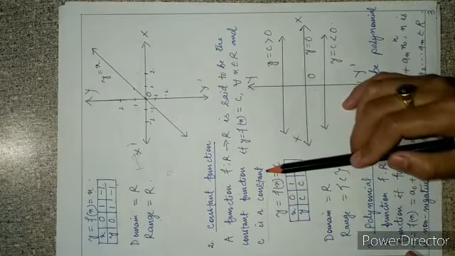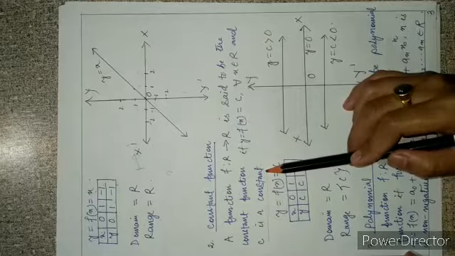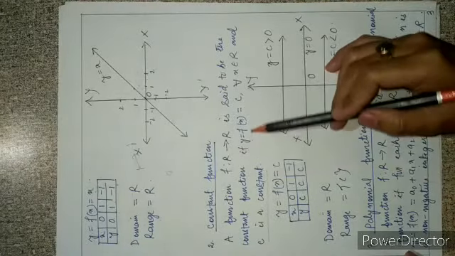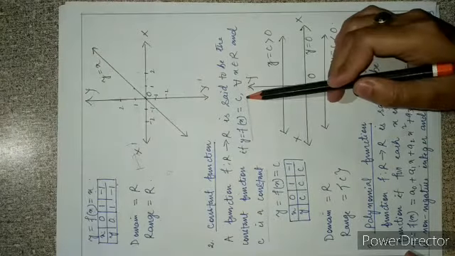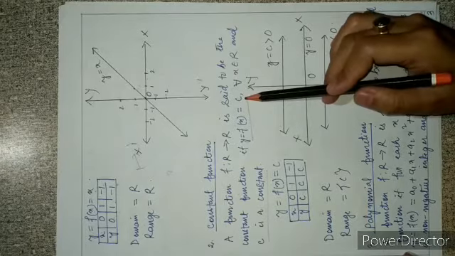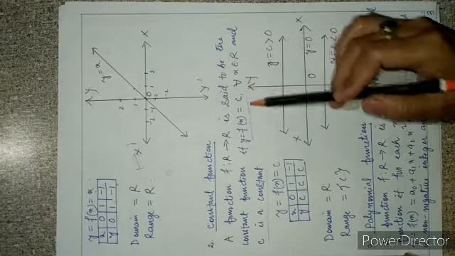A constant is a real number: positive, zero or negative. The function f(x) is equal to C. Such type of function is called a constant function.